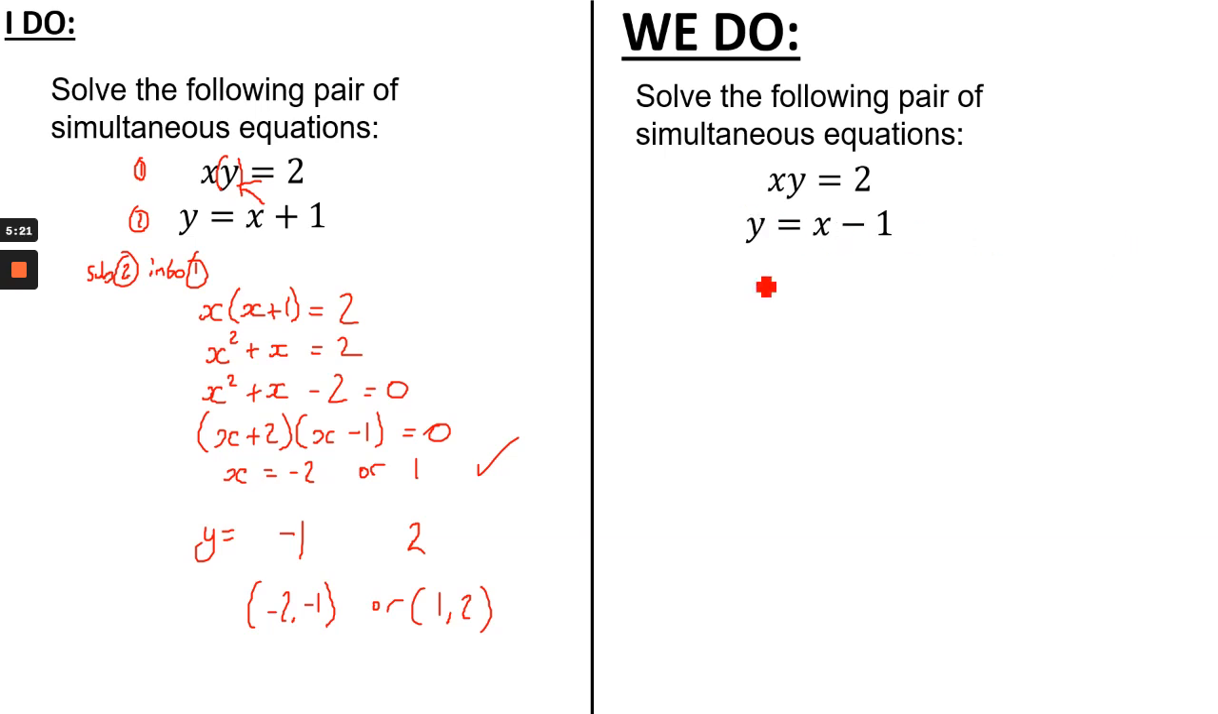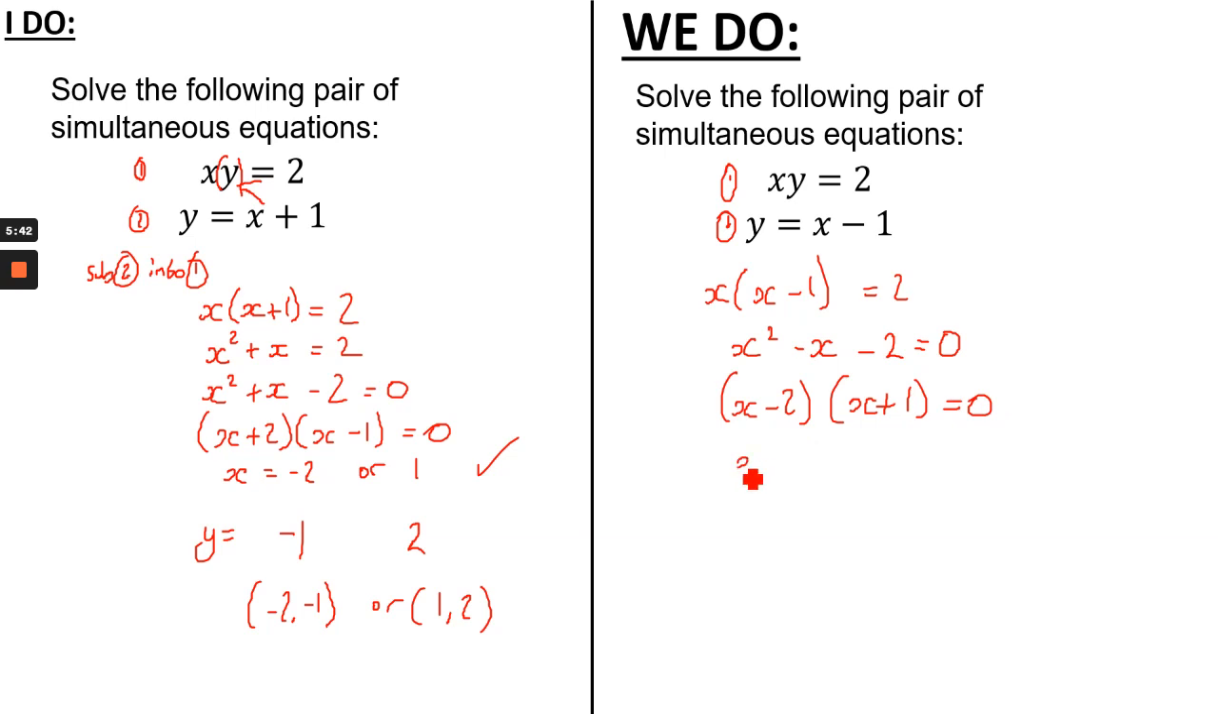Okay, so you should have substituted equation 2 into equation 1. We should have x(x minus 1) is equal to 2. If you expand it out, you get x squared minus x subtract 2 is equal to 0. Now this one is going to be (x minus 2)(x plus 1). So your two values of x are going to be 2 or negative 1.